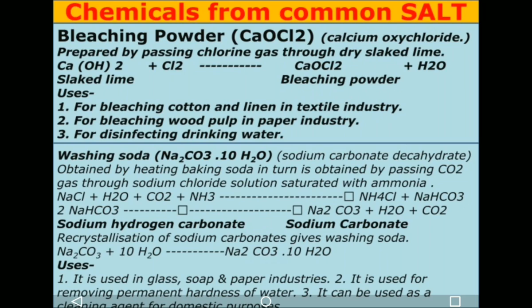Now we will try to understand the uses of bleaching powder. Bleaching powder is used for bleaching cotton and linen in the textile industry. The next use is for disinfecting drinking water, to make water free from germs.